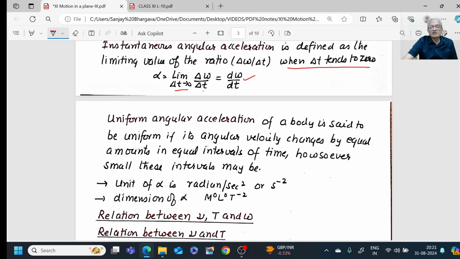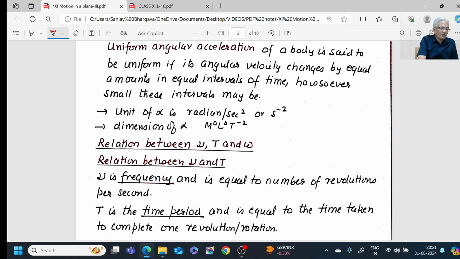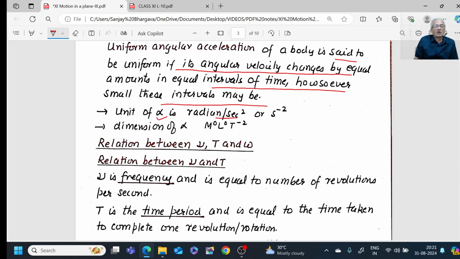Then what is uniform angular acceleration? We can define it. Angular acceleration of a body is said to be uniform if its angular velocity changes by equal amounts in equal intervals of time, howsoever small these intervals may be. The unit of alpha is radian per second square, or second power minus 2. The dimensions are M^0 L^0 T^-2.